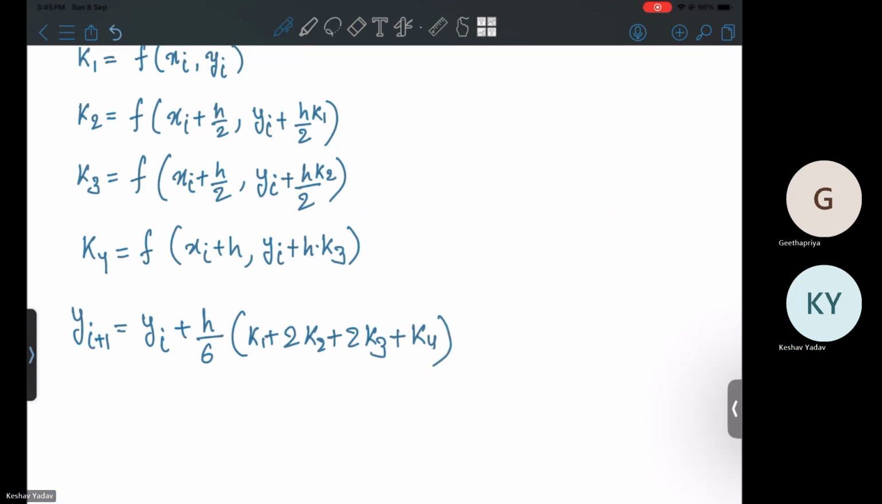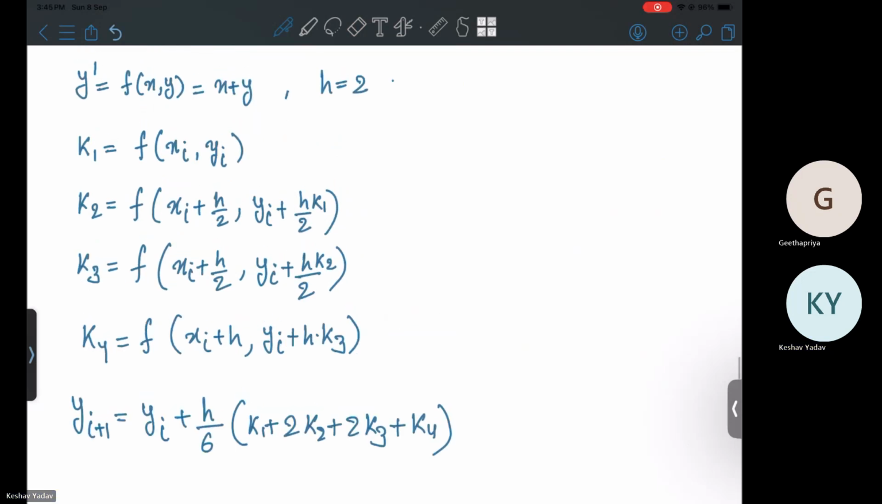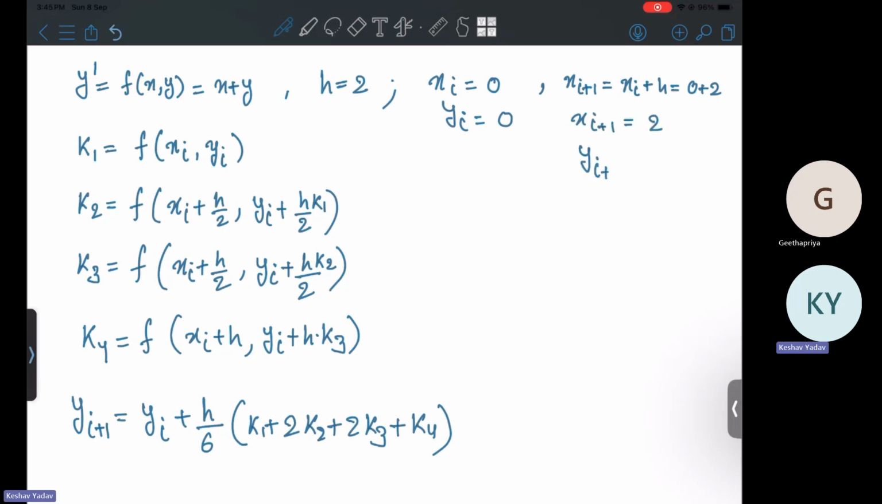Okay. Here xi is 0, yi is 0. So xi plus 1 will be what? Xi plus h, that will be equal to 0 plus 2. So xi plus 1 will be equal to 2. So if we find yi plus 1, that will be equal to y at x equal to 2. Okay. So we need to put these values and find out the values now.